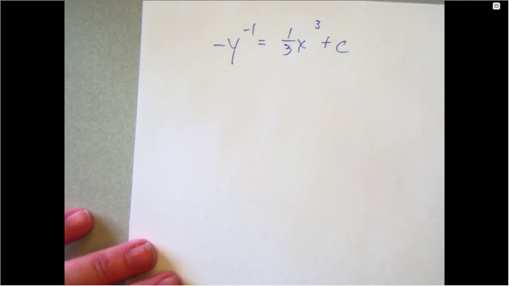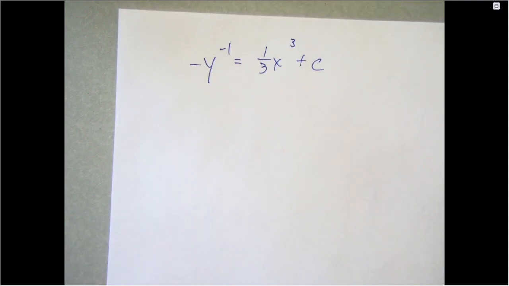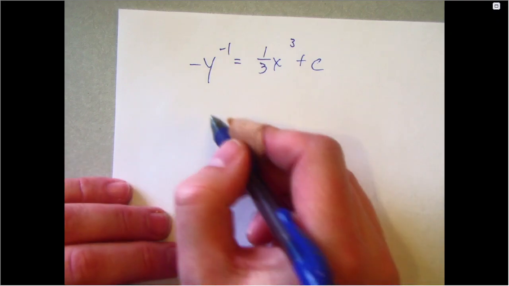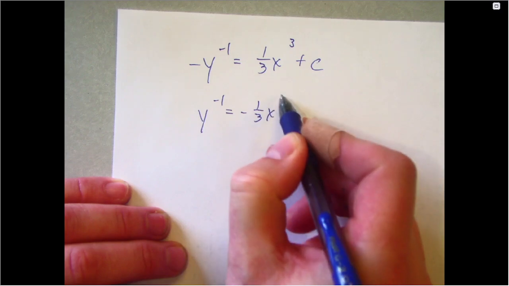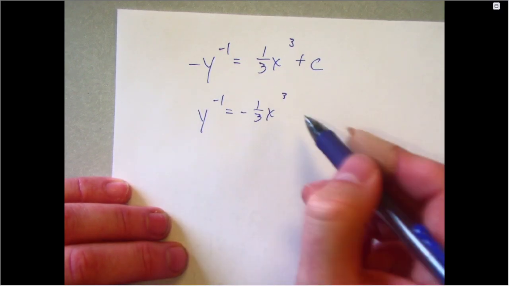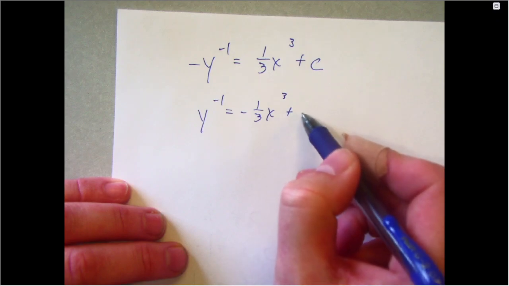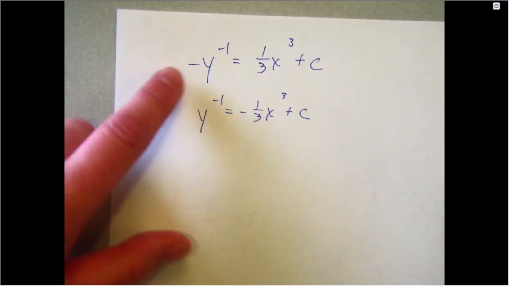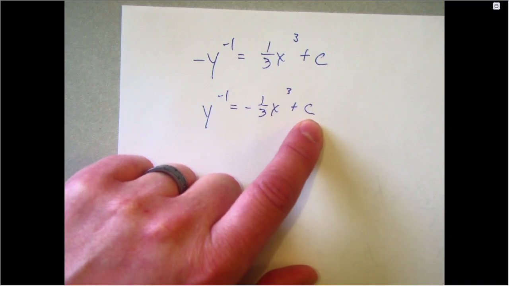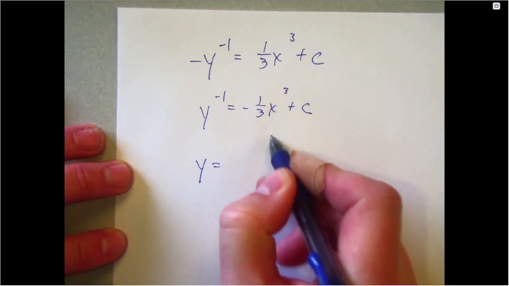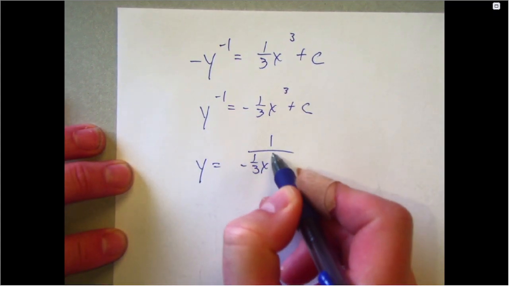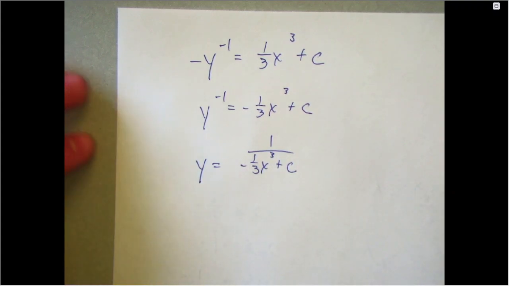Okay, so I'm gonna solve that for y. I'm gonna multiply everything by a negative first. So negative 1/3 x to the third, and then a negative times c. You can put minus c there if you want. It doesn't really make that much difference. A negative times a constant is still a constant, so I can do that. Now I gotta take the reciprocal of this bad boy though. So y equals 1 over negative 1/3 x to the third plus c.